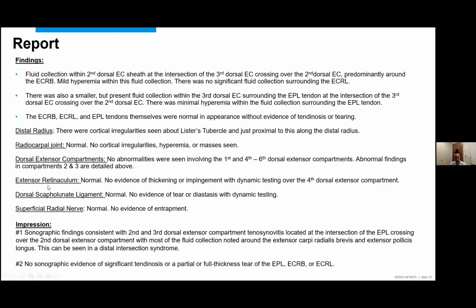All the other structures we evaluated were normal, leading us to our impression, again, saying there are sonographic findings consistent with second and third dorsal extensor compartment tenosynovitis at the intersection of the EPL crossing over the ECRB and ECRL, with most of the fluid noted around the ECRB and the EPL, such as can be seen in a distal intersection syndrome. And importantly, there's no sonographic evidence of significant tendinosis or tearing in either of those tendons.